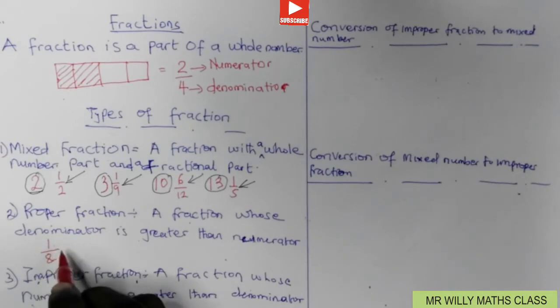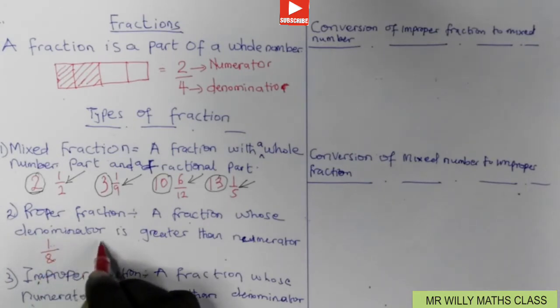So a proper fraction is a fraction whose denominator is greater than the numerator. Here, 8 is the denominator for this fraction. 8 is greater than 1, and 1 is the numerator. 8 is greater. So this is a perfect example of proper fraction.